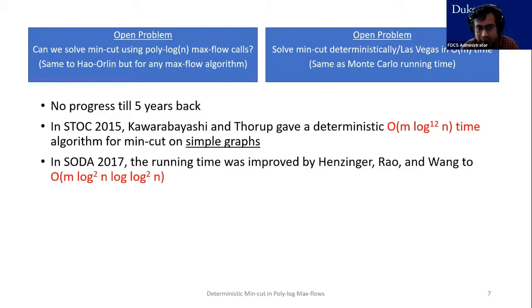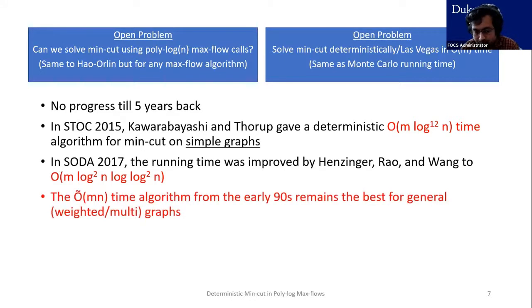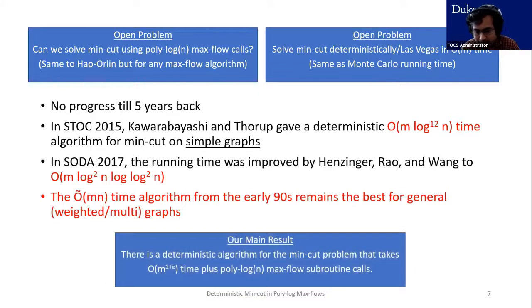And then there was a simplification of this, and the running time was also improved in the logarithmic factors by Henzinger, Rao, and Wang. But for weighted or multi-graphs, for general undirected graphs, the mn time from the early 90s remains the best before our work. So our main result is that we can reduce the min cut problem to polylog max flows. And the additional time we take outside these max flow subroutines is about linear. So it's m raised to 1 plus epsilon for an arbitrarily small epsilon. So that resolves the first open question and makes some progress towards resolving the second one.